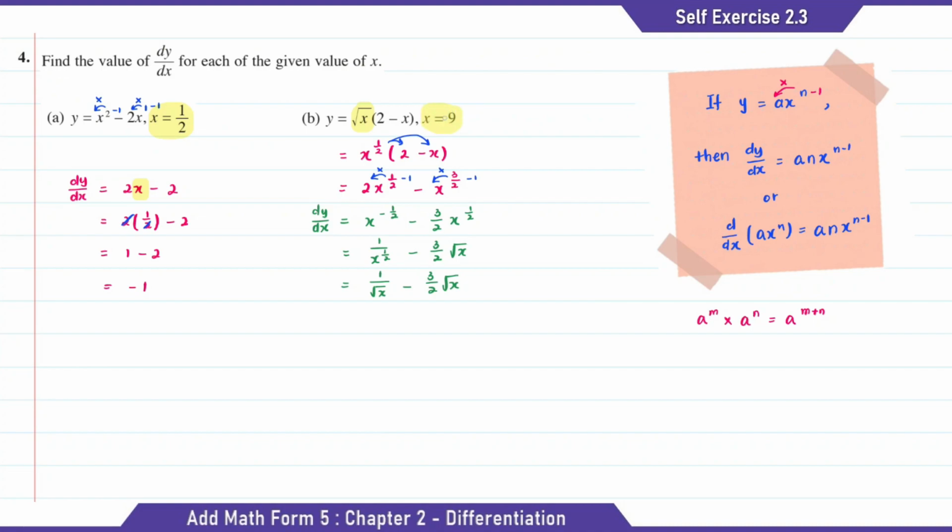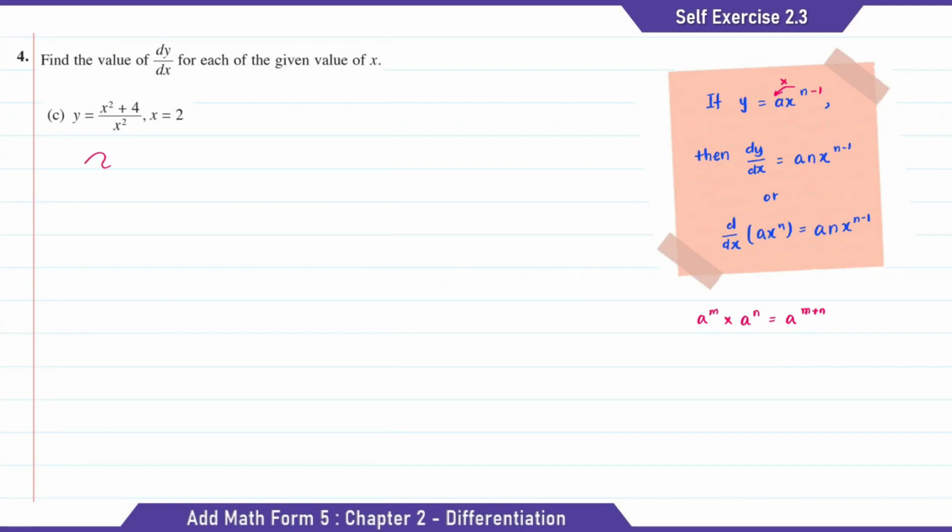Question B, the value of x given is 9. Then we're going to substitute the x here with 9. This is equal to 1 over 3 minus 3 over 2 times 3. This is equal to negative 25 over 6, which is also equal to negative 4 and 1 over 6.